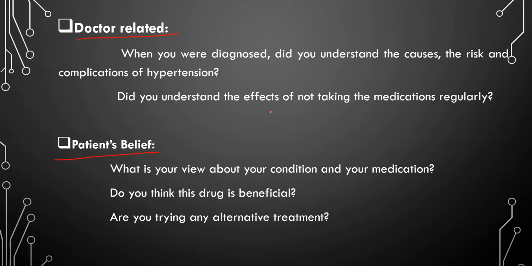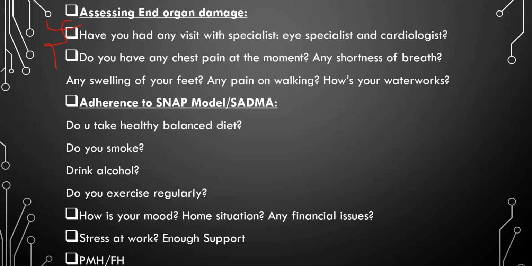Then doctor-related cause: when you were diagnosed and started with the medication, did your doctor discuss in detail the nature of this condition, the risk and complication of having this condition? Did you also understand from your doctor what could happen if you don't take this medication regularly? So that's doctor related. Now patient's belief related. Do you believe that the medication given to you was helpful for you? Or have you been trying any other alternative treatment, like any natural therapies or anything like that? So those are the questions that you ask first.